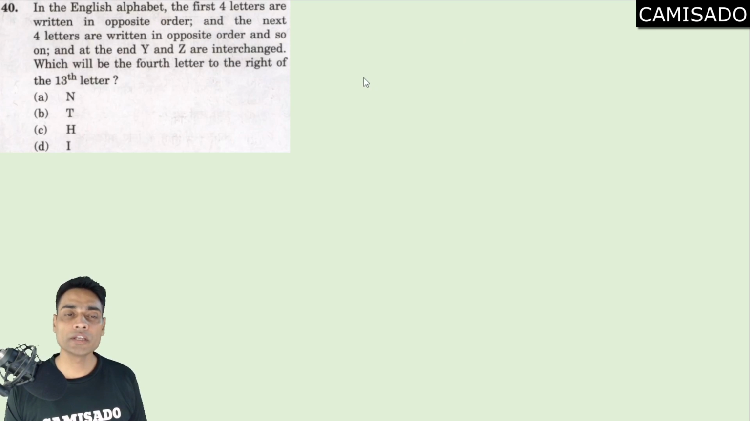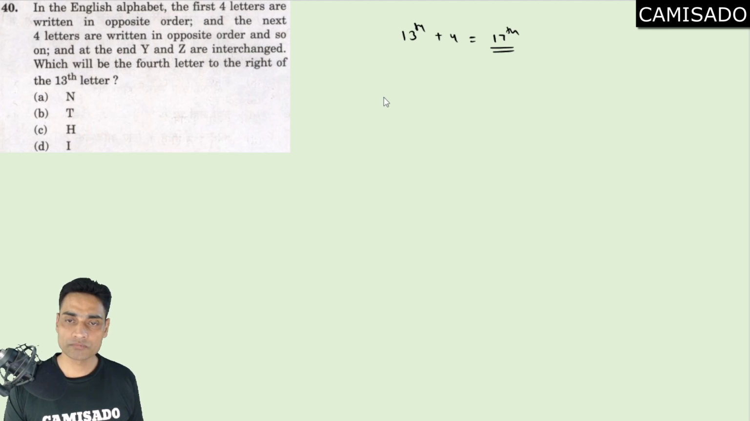Now, in the English alphabet, the first 4 letters are written in opposite order and the next 4 letters are written in opposite order, and so on. And at the end, Y and Z are interchanged. Which will be the 4th letter to the right of the 13th letter? 13th plus 4 means the 17th letter we have to focus upon. Which one is the 17th letter? And all the 4 letters are written in opposite order, one after the other.